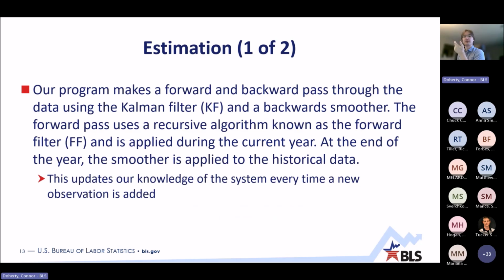Now we're going to talk about our estimation method. So we make a forwards and a backwards pass through our data using the Kalman filter and a backwards smoother. Specifically, the forward pass is done using the forward filter, and that's applied throughout the current year. And then at the end of the year, we do our backwards pass, which is done with a smoother, and that's applied to the historical data. What this does is every time we're adding new observations, we update our entire knowledge of the system.